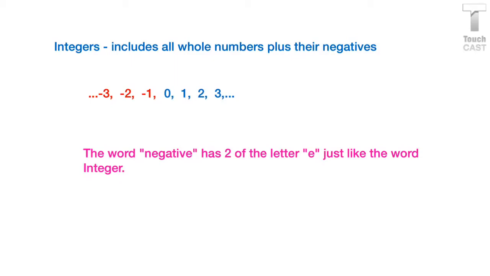A trick so that you can remember that the integers include negative numbers: the word negative has 2 of the letter E, and so does the word integer. As you can see right here.